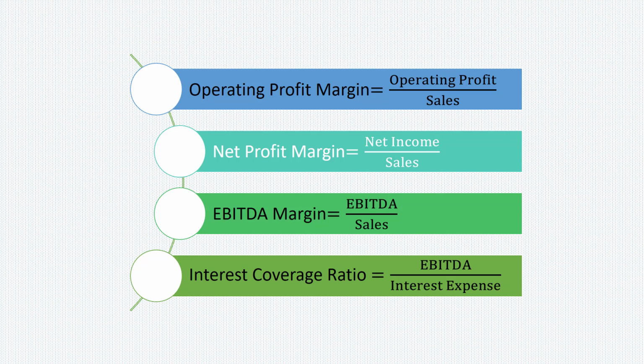These are the most commonly used ratios directly computed from the income statement: operating profit margin, net profit margin, EBITDA margin, and interest coverage ratios. I'm not going to explain what these mean. You can find that anywhere you like. What I want to do is show how you can use the information given in the income statement.